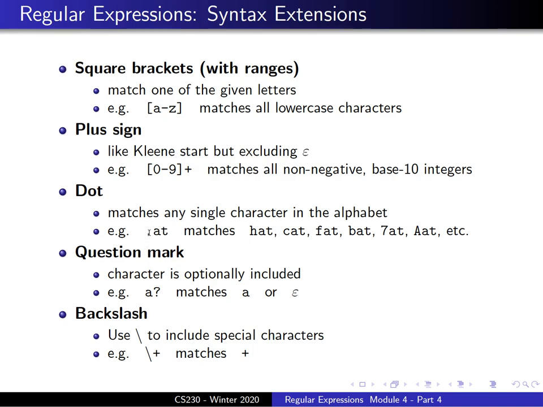We can use a dot to be basically a placeholder for any character from the alphabet, and so dot at, for example, would match hat or cat or fat or bat and so on. We have question mark, which allows the option of including that character or not. Again, this is a convenience. We could have just as easily done that with an alternation. Now, we also want to be able to include the special characters that we see as operators in our regular expressions. So to do that, we use the backslash character to indicate that we want to include that actual character rather than referring to it as the operator within the regular expression.